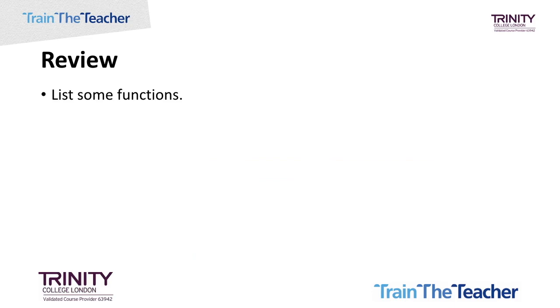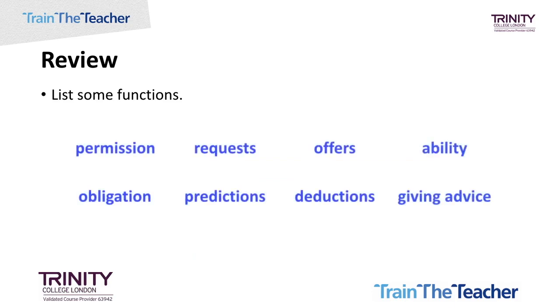List some functions. Here are some functions: permission, requests, offers, ability, obligation, predictions, deductions, and giving advice. Going back to the idea of one function, many forms, you can take any of these functions, and there will be various ways or forms to express this function. For example, if we look at obligation, the different forms we can use to express this are you must, you have to, you should, it is mandatory to, etc.